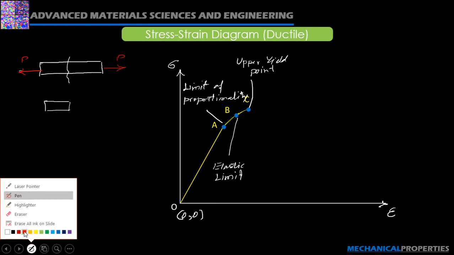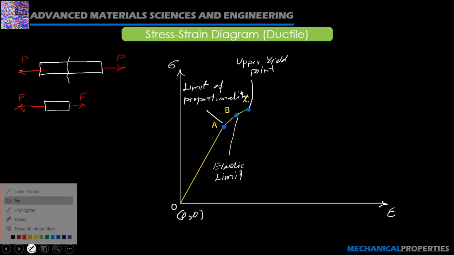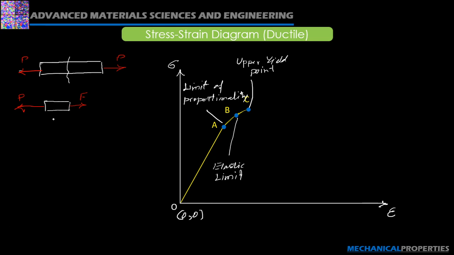Now we see this is the tensile force or the applied load, and as a result this is the force which is produced within the material. Now before yielding, this F is equal to P. That is why we use that sigma is equal to P upon A, because this P is equal to F.